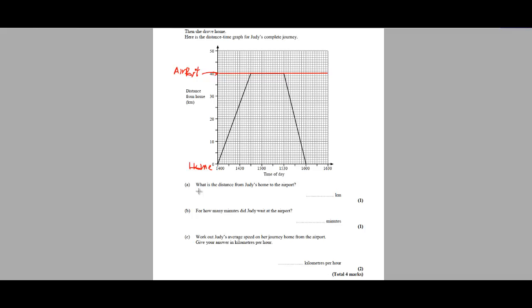In question 5, Jody drove from home to the airport. So this is the home line and this red line is the airport line, and the x-axis is the home line. Jody drove from her home to the airport. She waited at the airport, then she drove home. Here is the distance time graph for Jody's complete journey. What is the distance from Jody's home to the airport? So distance is 40 kilometers.